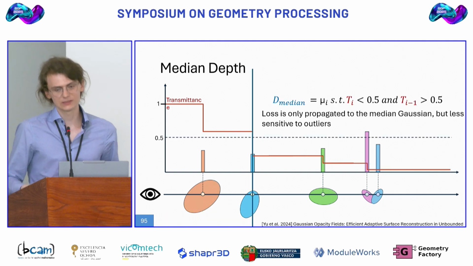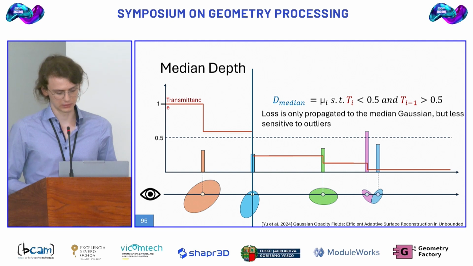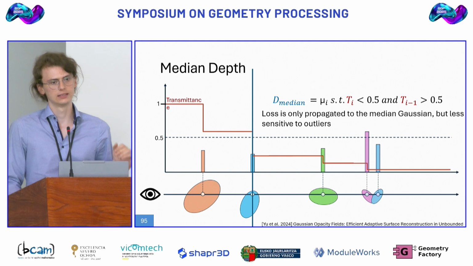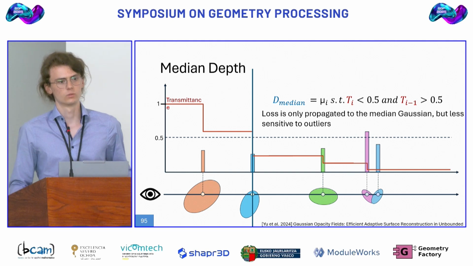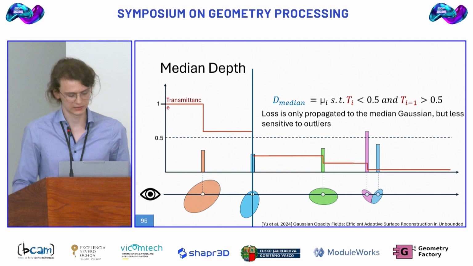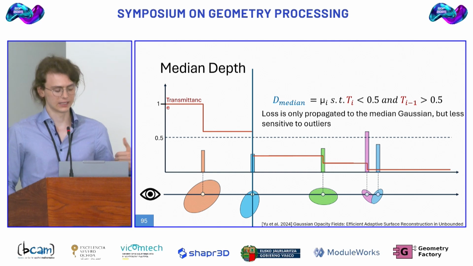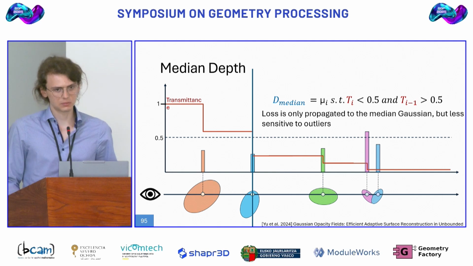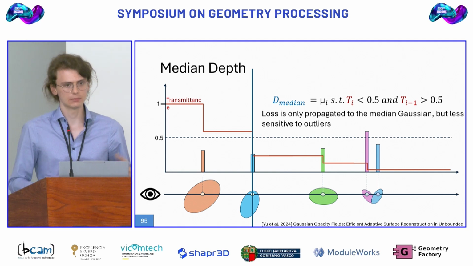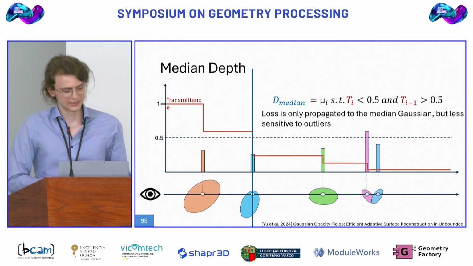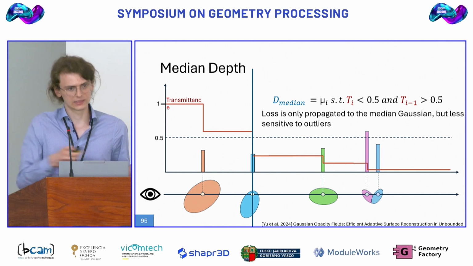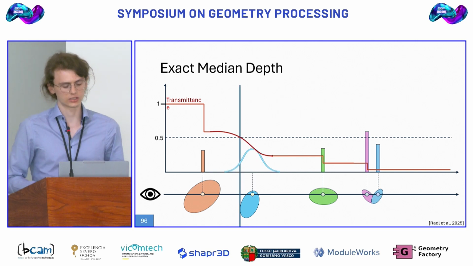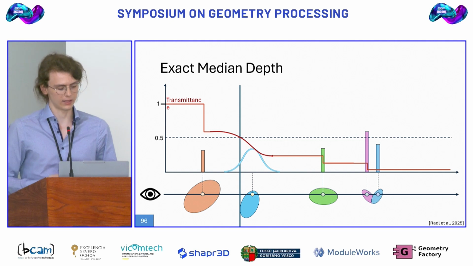Another possible interpretation is of course the median depth, which is less susceptible to outliers. Basically, we take the position of the Gaussian where the transmittance first dips below 0.5, so where we have used up half of the color capacity of that pixel. Now, this loss can only be propagated to the median Gaussian. And also we still have this problem that we have simplified this, where all of the Gaussians are discrete. So this means, in general, we overestimate the median depth consistently, because if this were represented as an actual 1D Gaussian, then we would reach the 0.5 line earlier.